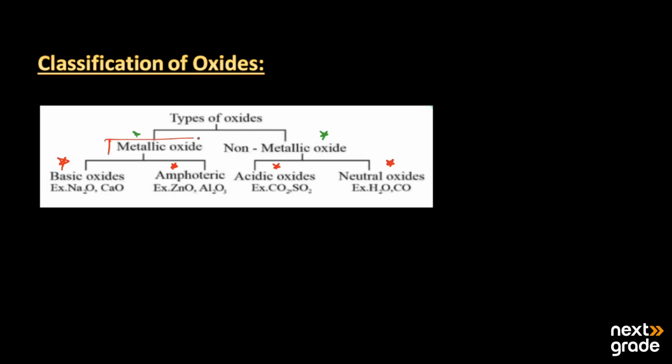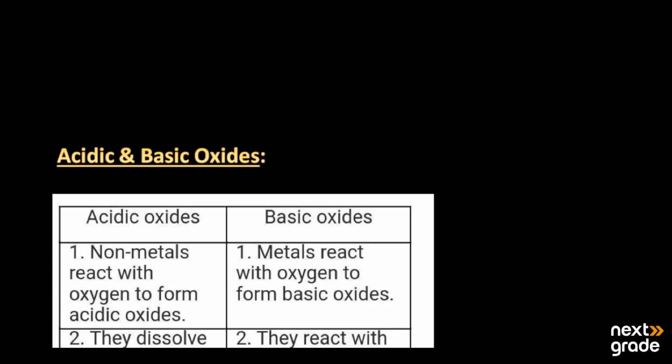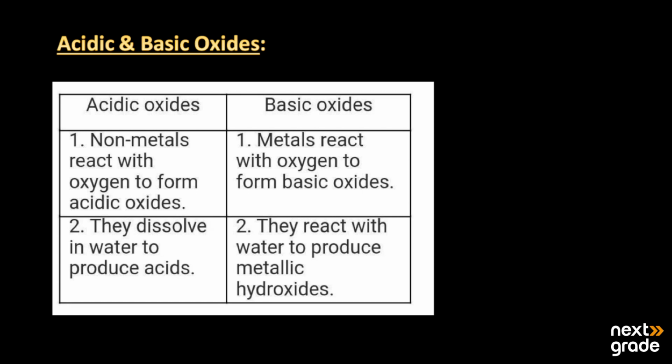So mainly we have two types of oxides, metallic and non-metallic, or we can also categorize them as acidic oxides and basic oxides. Now let's see how these oxides have been categorized and what type of properties they may have. The first one is acidic and basic oxides. Basically, non-metals, when they react with oxygen, form acidic oxides, and when metals react with oxygen, they form basic oxides. The acidic oxides, or non-metallic oxides, dissolve in water to produce acids, and the basic oxides react with water to produce metallic hydroxides.